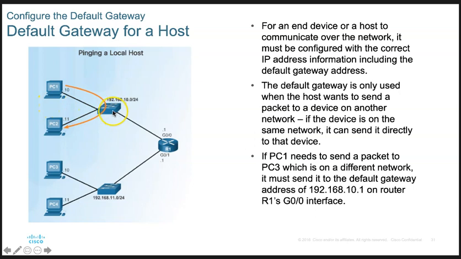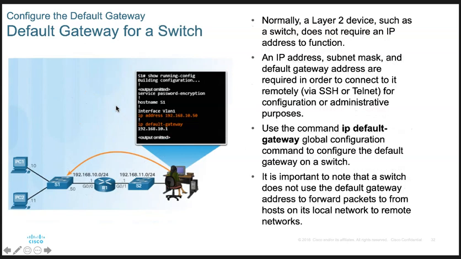Then you may ask, why do we have to assign a default gateway to a switch? The reason you want to assign a default gateway to the switch is in case you are not in the same network or the same physical location as the switch, you are outside, and you want to configure this switch remotely using SSH. The only way to do that is if the switch has a default gateway. So if you want to configure it remotely, it's very crucial.